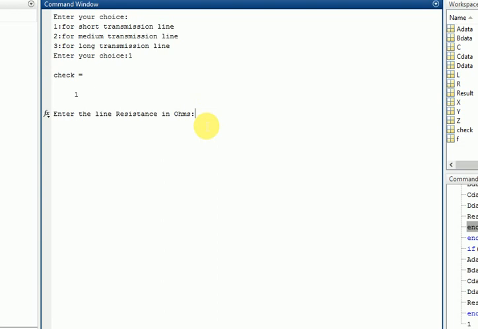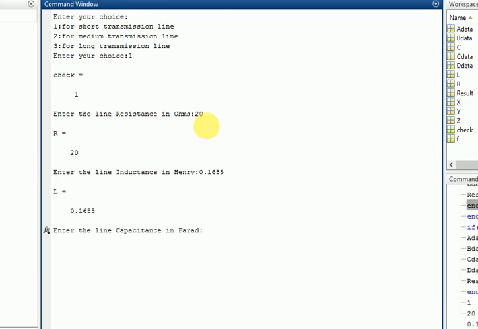Now we need to feed the data for the RLC and frequency. Here I am feeding R equal to 20 ohms. Then it will ask for the inductance. Suppose I am feeding 0.1655 Henry. Whatever I feed is acknowledged. And for C, suppose C is zero, and the supply frequency that I am putting over here is 50 Hz.